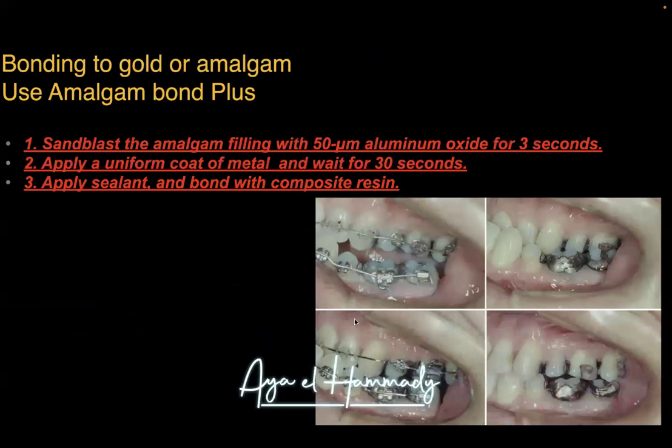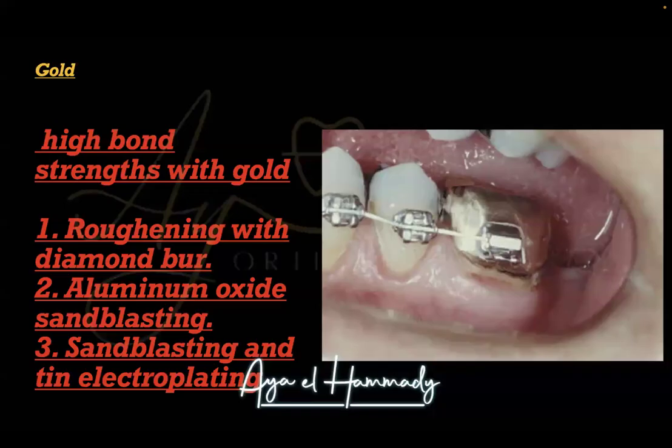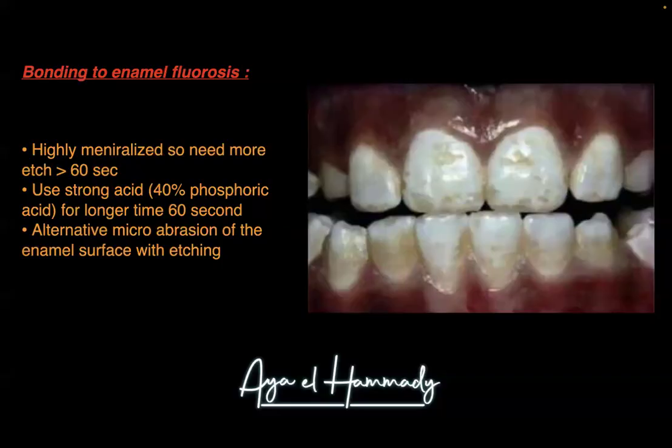If I have an amalgam, what should I do? I need to do first a sandblasting to the amalgam, then I'm going to use the amalgam bond plus, to be able to bond on the amalgam material. So what will happen if I have a gold material, a gold crown? Here I need a high bond material. I need to do some roughness with the diamond bur, then after the roughness, I need to do the sandblasting, and I'm going to apply the high bond material I used with the bond.